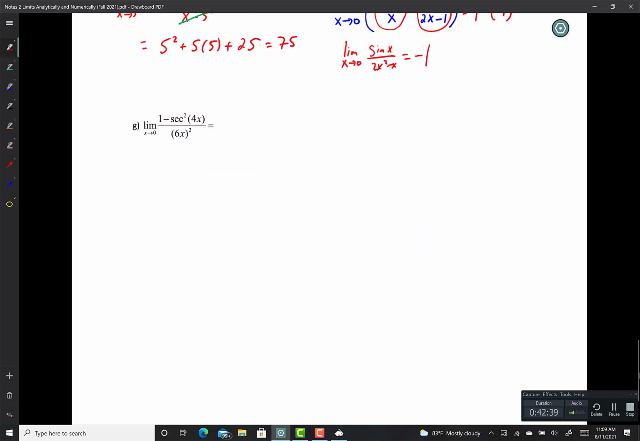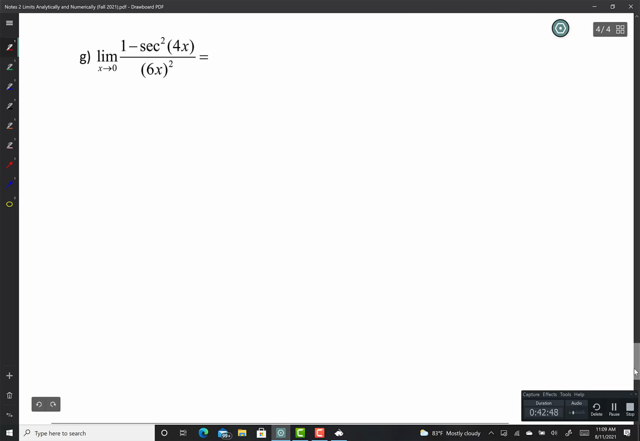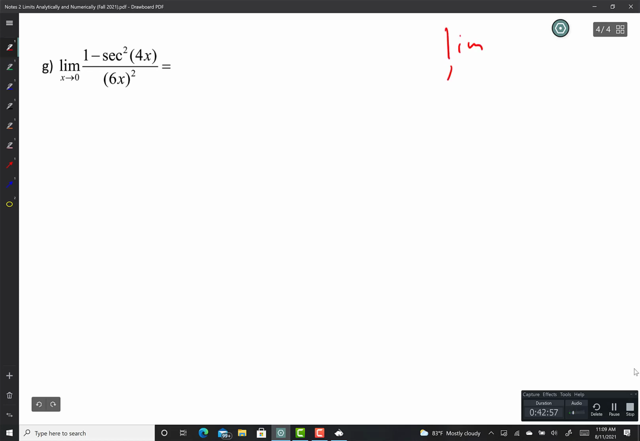Are we still okay? All right. You guys ready for this one? Here's your pre-cal. You see 1 minus secant squared, and you're thinking, well, I don't know anything at the moment other than sin X over X. That's all we know, guys. We know this. Limit, X approaches 0, of sin X over X. That's all we know.